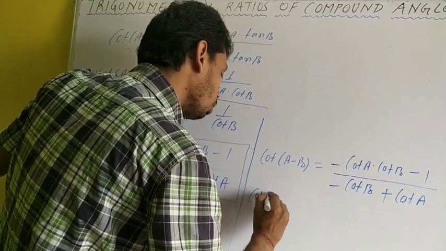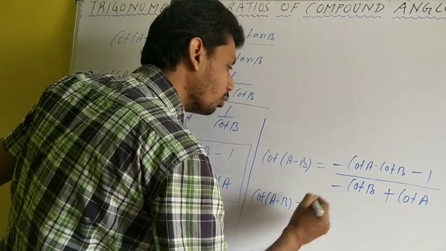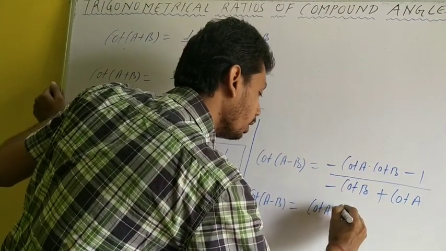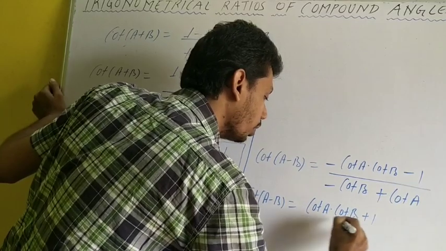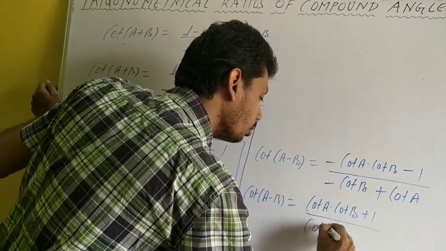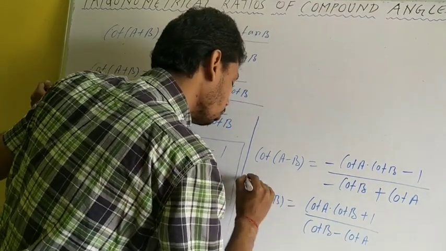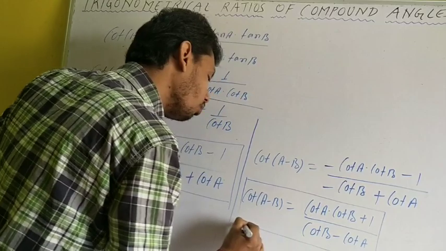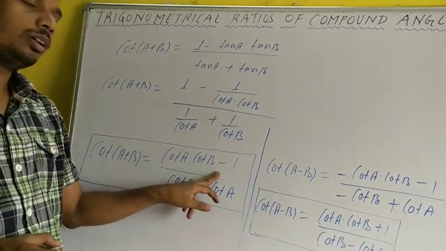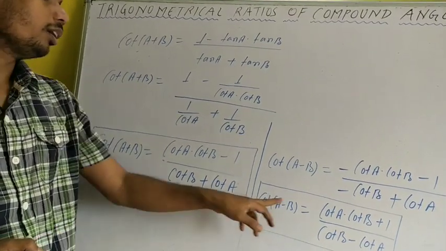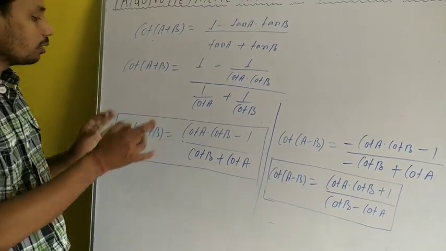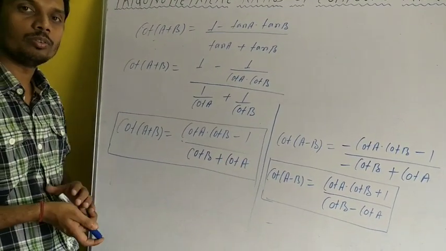Now cot(a minus b) is equal to, if we take minus common from the numerator, cot a into cot b plus 1, upon, if we take minus common from the denominator, cot b minus cot a. So this is the formula for cot(a minus b). So cot(a plus b) is cot a cot b minus 1 by cot b plus cot a, and cot(a minus b) is cot a cot b plus 1 by cot b minus cot a. So this was the formula of cot(a plus b) and cot(a minus b).